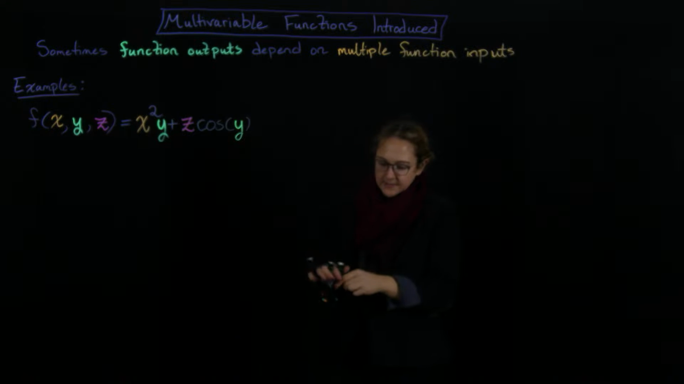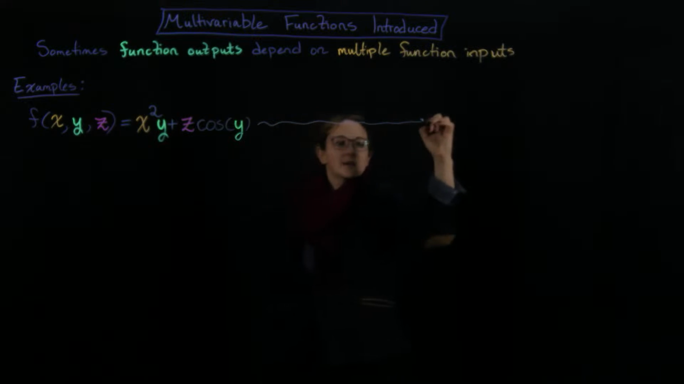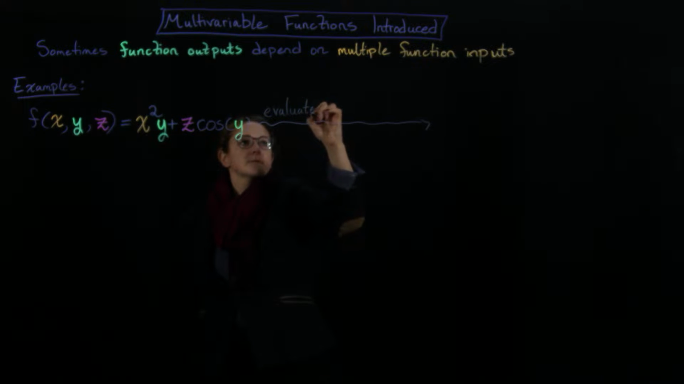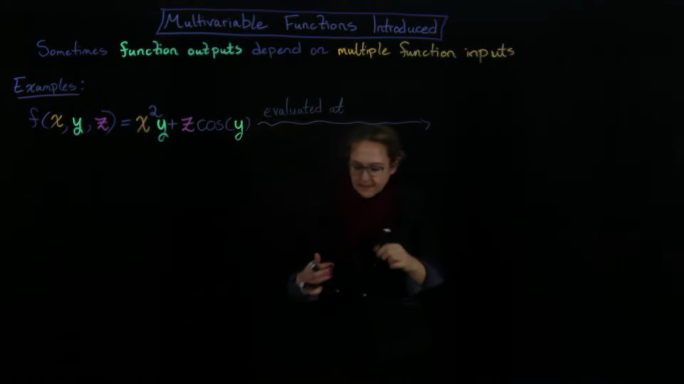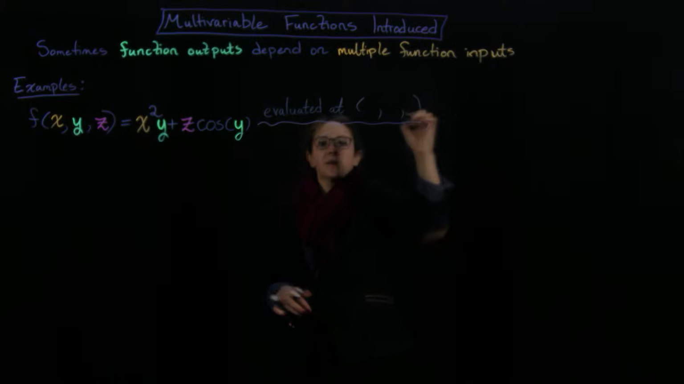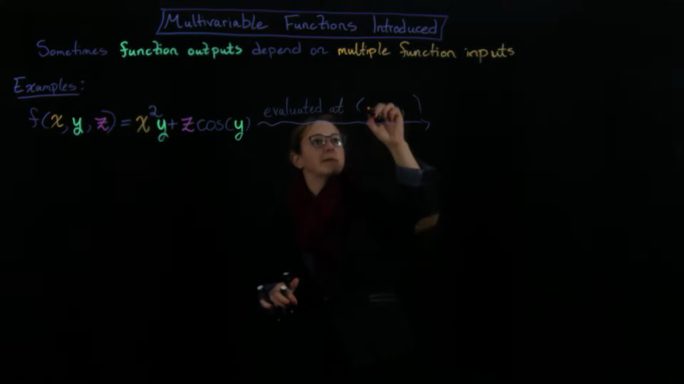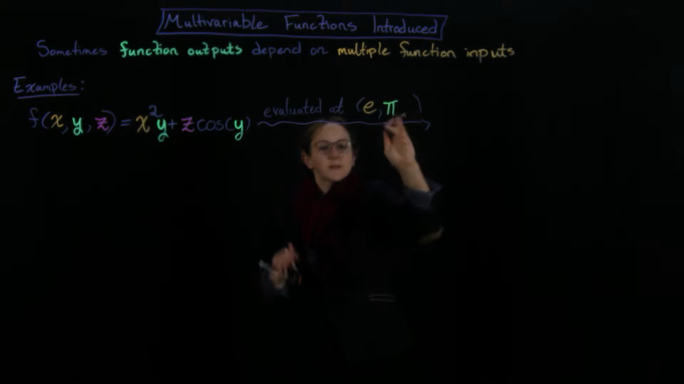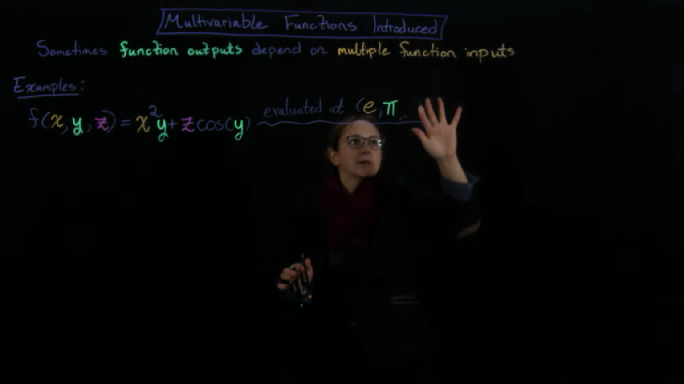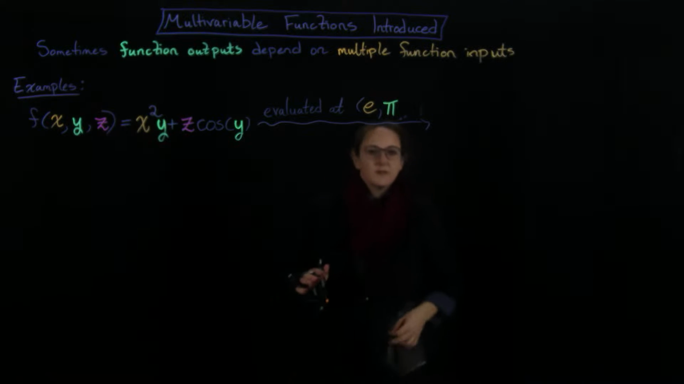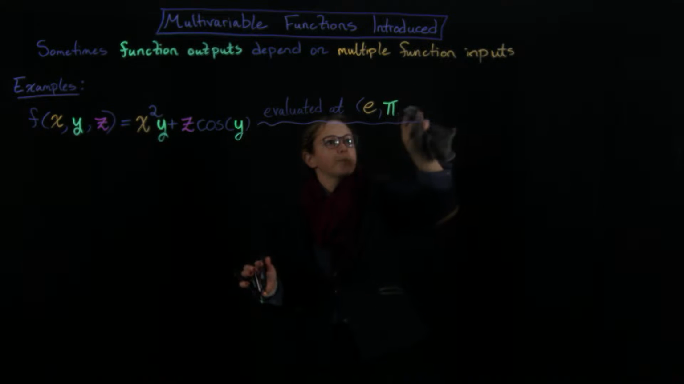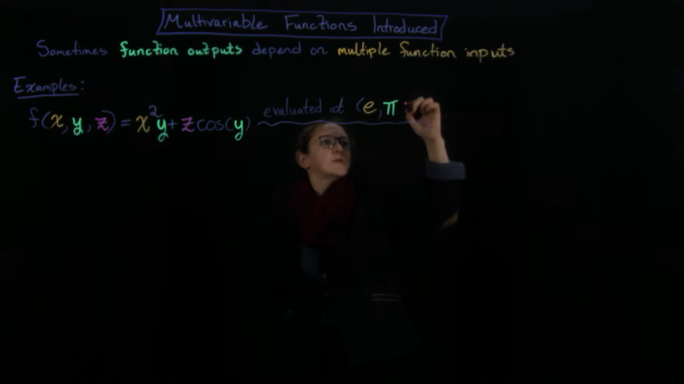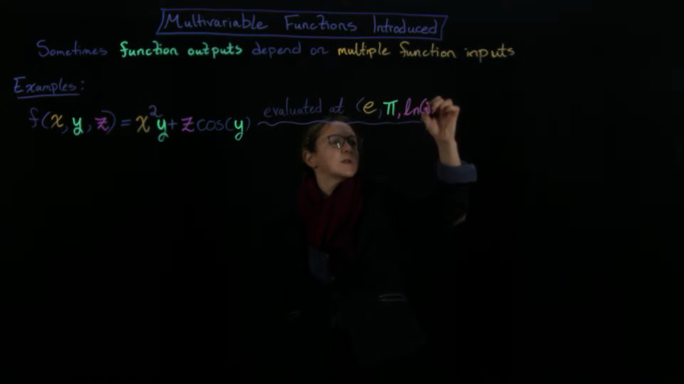Okay, well now what happens? Let's look at what happens when we actually evaluate it at something. So let's say this is going to be evaluated at, and let's say I have these three values, and they happen to be e, and pi, and ln of the square root of 2.